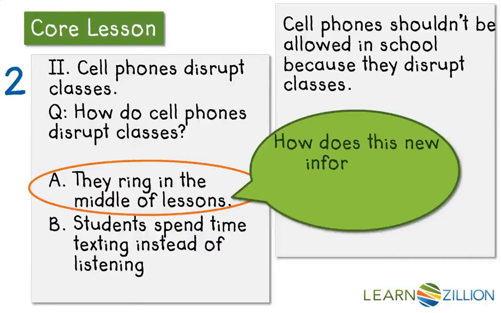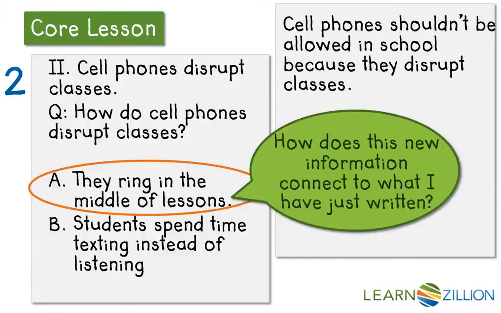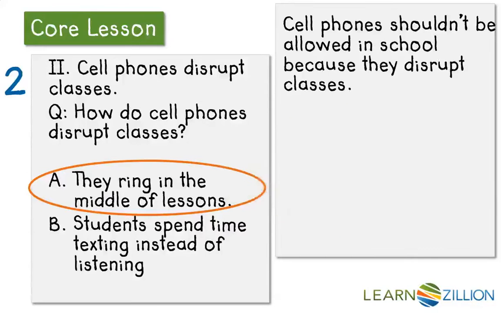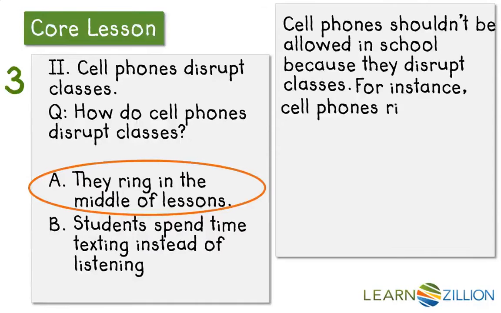So I think about this, they ring in the middle of lessons, and I ask myself, what's the relationship there? And the relationship is that I'm giving the first example to prove that they disrupt classes. So I'm going to choose an example transition, and I'm going to write it at the beginning of the new information. So for instance, and I used a comma, and I'm going to say cell phones ring in the middle of lessons.